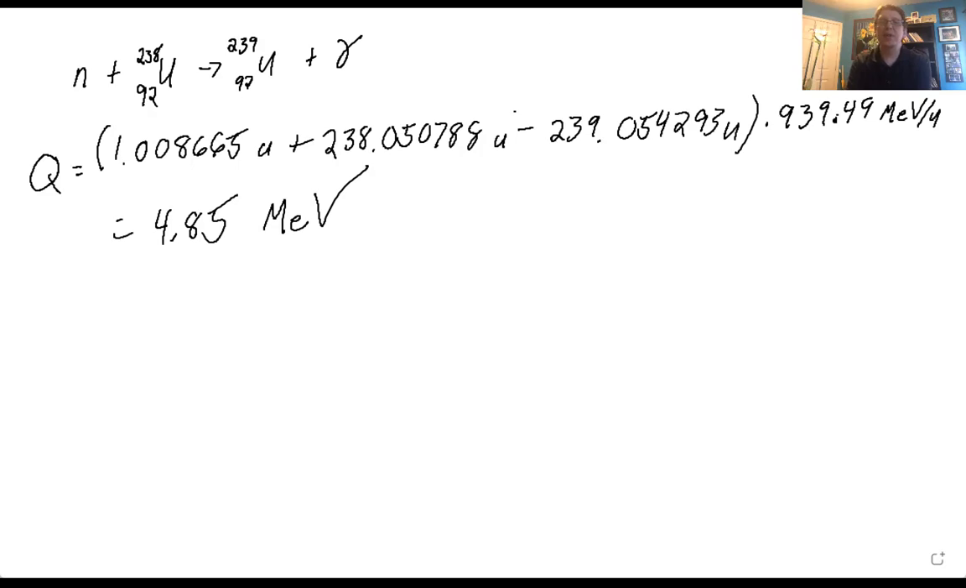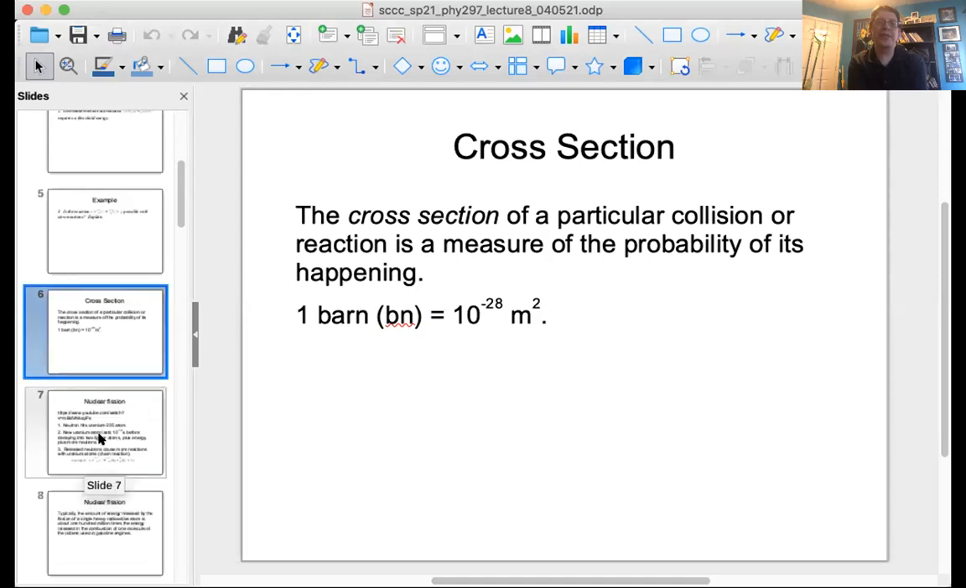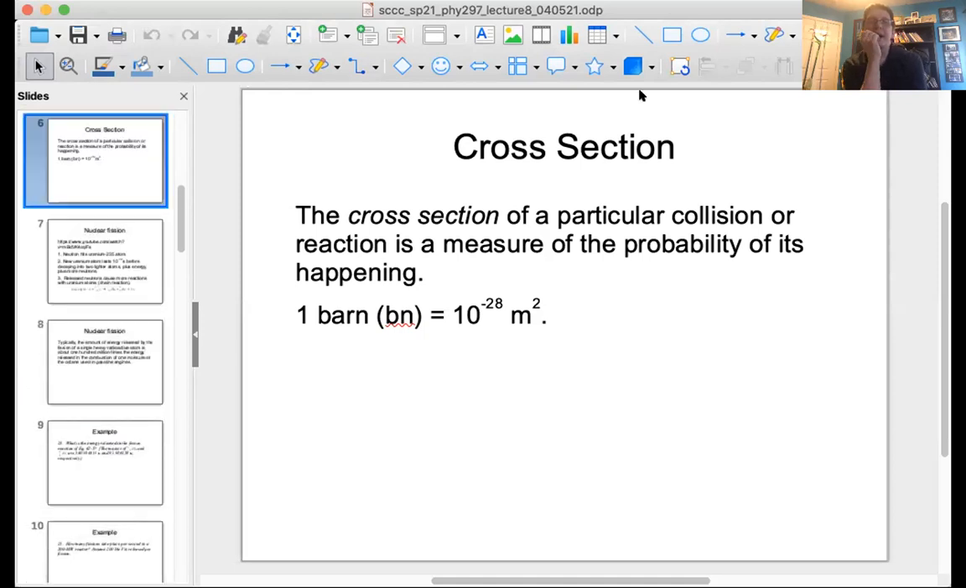Okay, so now we get to a new term. This is called the cross section. And it's basically the measure of the probability of a collision happening. And it's typically measured in units of area. And it's very tiny units of area. And so it's not unusual to be on the order of something like 10 to the negative 28 square meters.